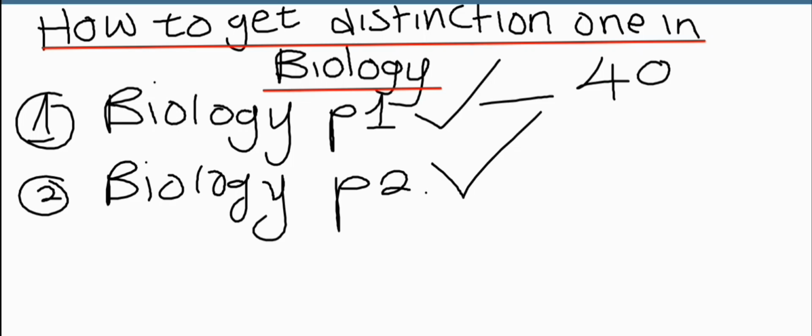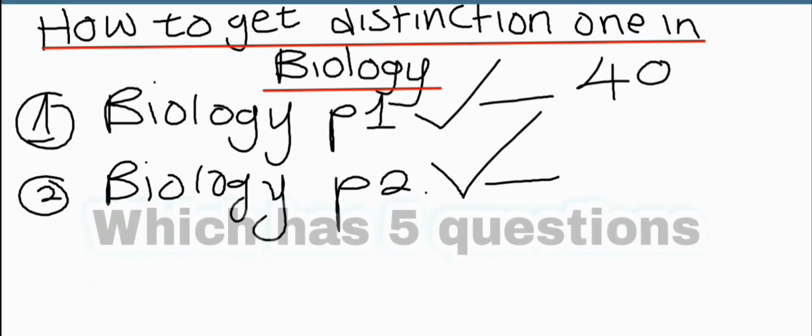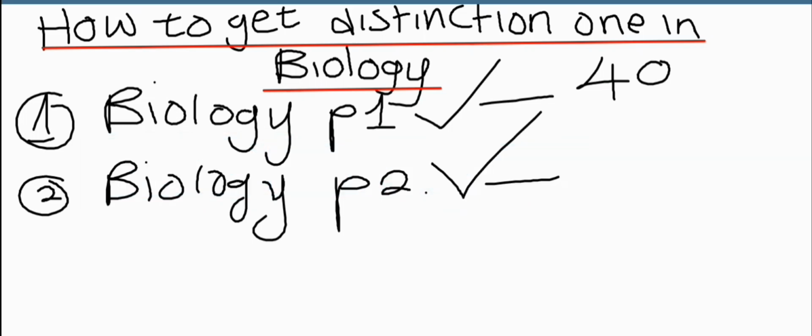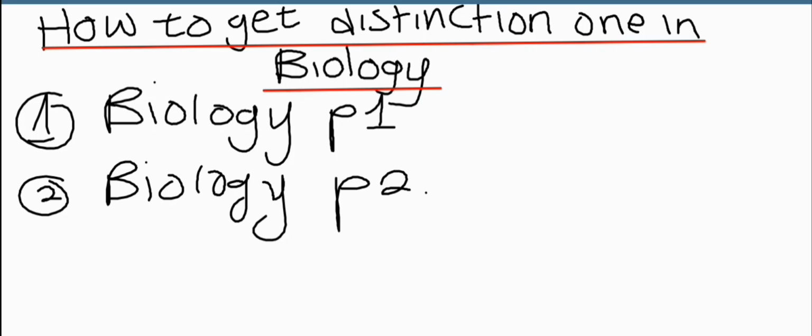Then as for biology paper 2, this one consists of 2 sections. It has section A, where you are required to write short answers. Then section B, where you are required to write your answers in essay form. Okay, so let's see how you can manage to get 1 or distinction 1 in biology.